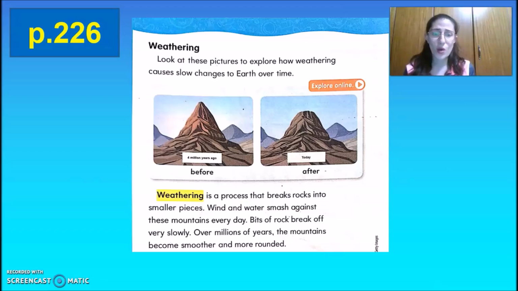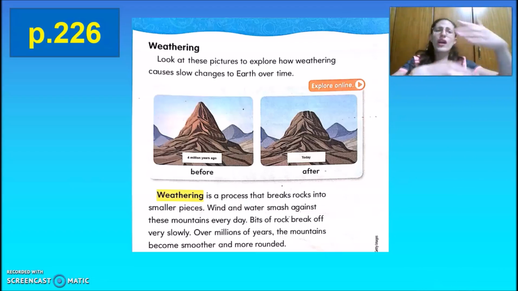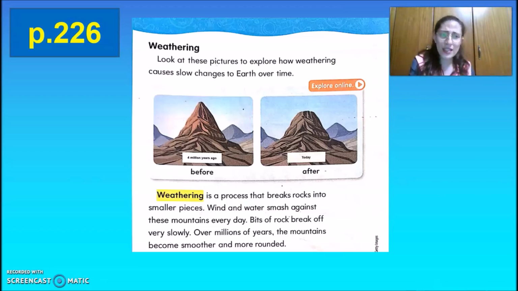How does it do so? The wind and the water, each day, every day, when the wind is blowing and hitting the rocks, day after day, it makes the rocks weaker, and the rocks start to break into smaller pieces, okay? And after many years of the same thing happening over and over again, it's a pattern that happens day after day, over many years, what happens? The mountain's shape will change and it will become smoother and more rounded.